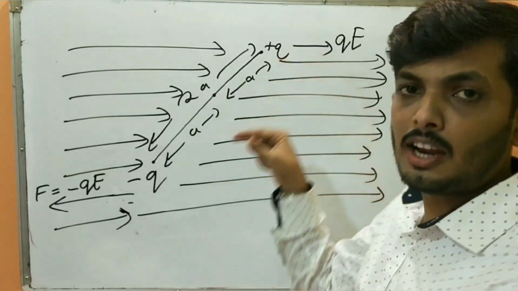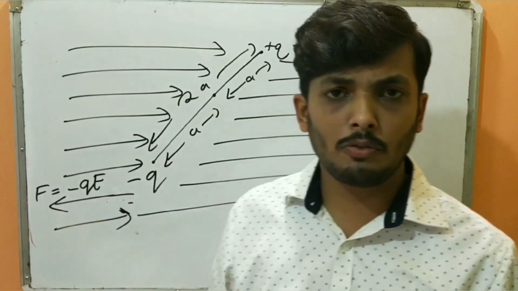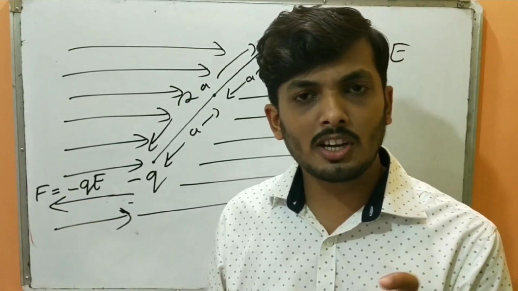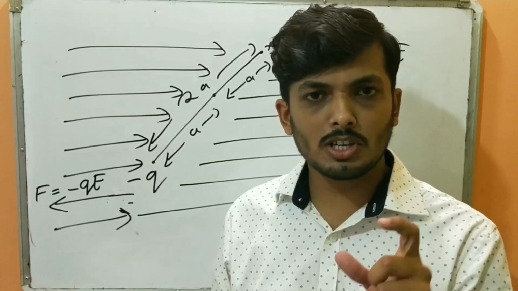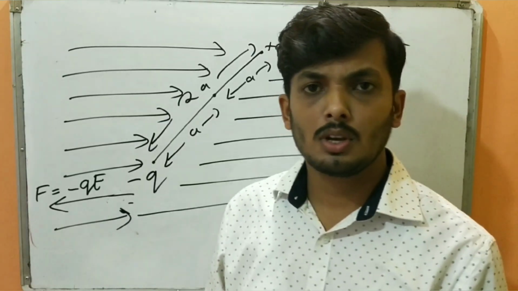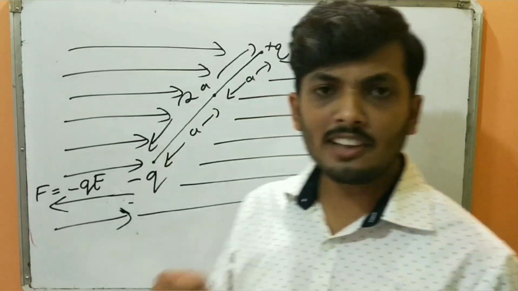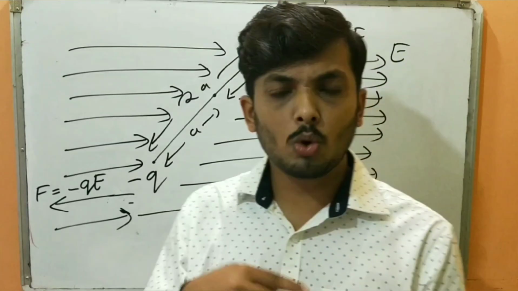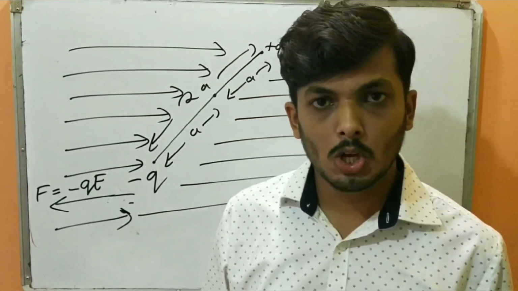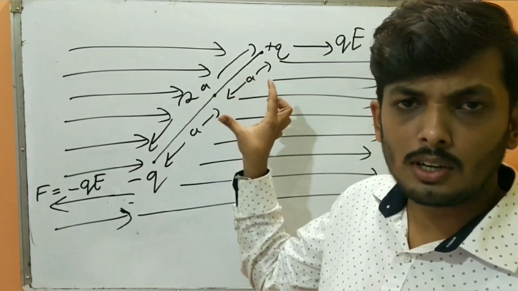As a result, they are experiencing equal, opposite but anti-parallel forces. So as a result, what is generated is a couple. Are you understanding what is a couple? A pair of equal but anti-parallel forces, okay, will constitute a couple, and a couple will give rise to torque. As a result, what will happen? The body is going to experience rotational motion. So we are going to find the torque experienced by this dipole.